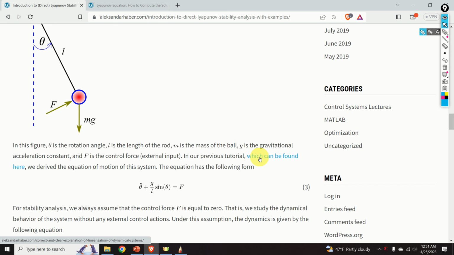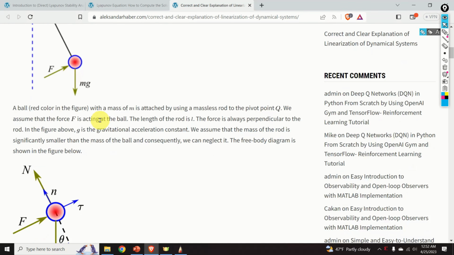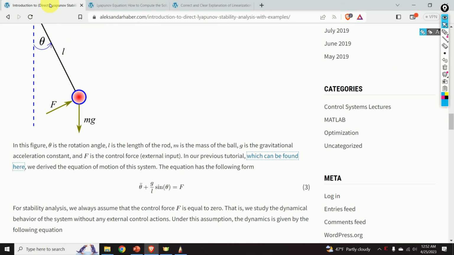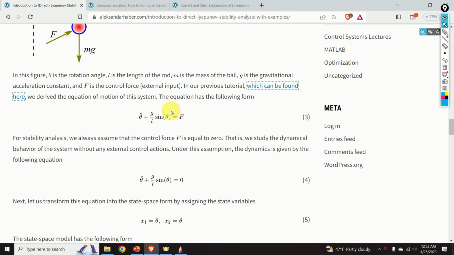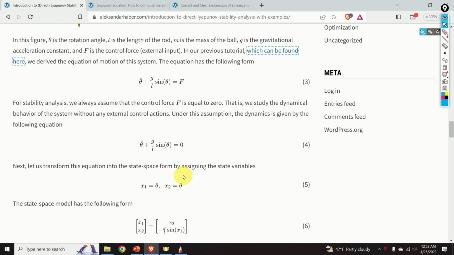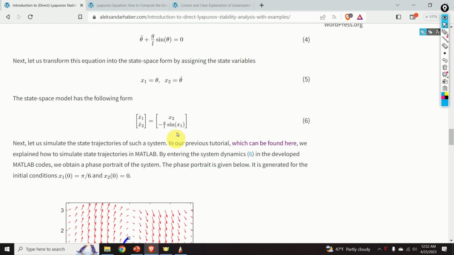In my previous tutorial, which can be found over here, I derived an equation of motion describing the dynamics of the system, and the dynamics is shown over here. Because we neglect the force F when analyzing the stability, we assume that F is equal to 0 and we obtain this equation. Next, we introduce state space variables. x1 is theta, x2 is theta dot, and here's the state space model.